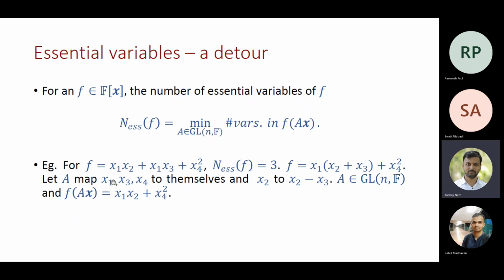For example, the polynomial F equals x1x2 plus x1x3 plus x4 square has three essential variables because that polynomial is just x1 times (x2 plus x3) plus x4 square. And we can map x1 to itself, x3 to itself, x4 to itself, and map x2 to x2 minus x3. Now this map is invertible, and F of AX is just x1x2 plus x4 square. And it's also easy to show that for no invertible matrix B can you drop below three variables.